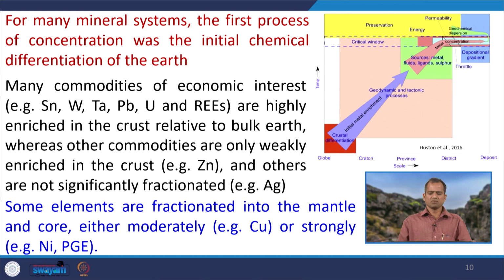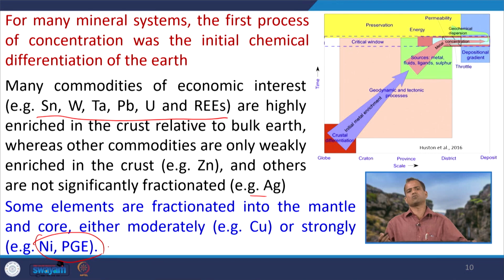For many mineral systems, the first process of concentration was the initial chemical differentiation of the earth. Many commodities of economic interest, for example the series of minerals given here, are highly enriched in the crust relative to the bulk earth, whereas other commodities are weakly enriched in the crust, and others are not significantly fractionated, like Ag. Some elements are fractionated into the mantle and core either moderately or strongly. For example, nickel and platinum group elements are mostly in the core, and in the crust their abundance is very low.